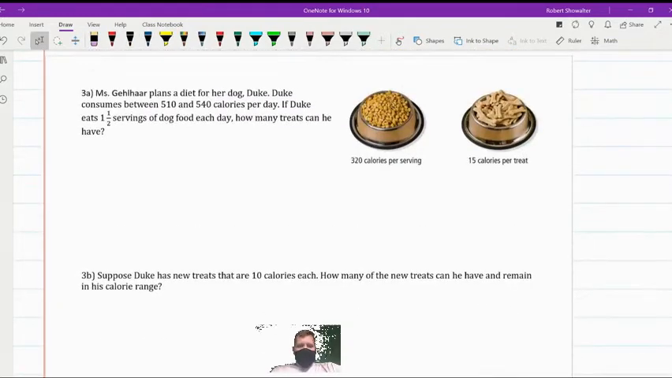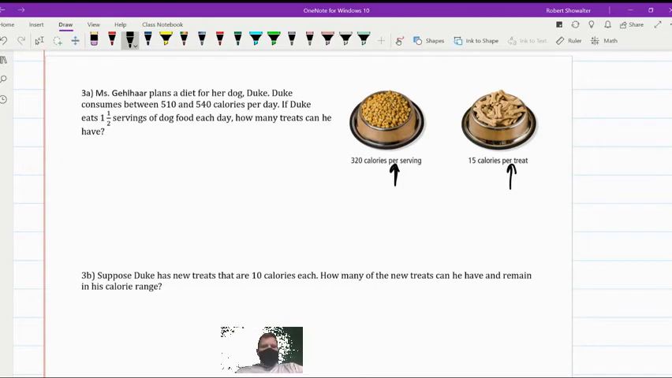Here we go. Miss Gallagher plans a diet for her dog, Duke. Duke consumes between 510 and 540 calories per day. If Duke gets 1.5 servings of dog food each day, how many treats can he have? Wow, I read that funny. So this is calories per serving and treats calories per serving. We need it to be between 510 and 540 calories per day.